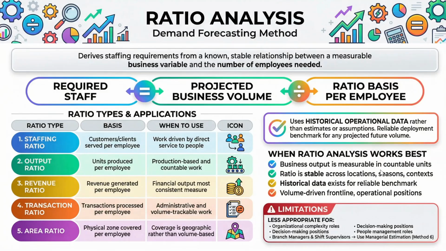Then we have output ratio. Units produced per employees. When to use, kapag nasa production-based and countable work. For example, nasa bakery ka. Bakery produce 200 loaves of bread per baker per shift. Mga ganyan. We also have here revenue ratio.